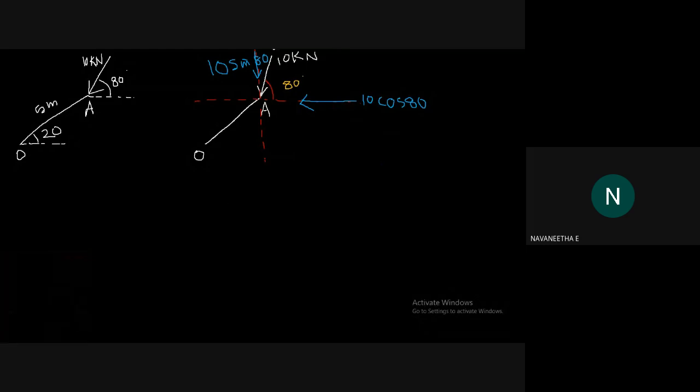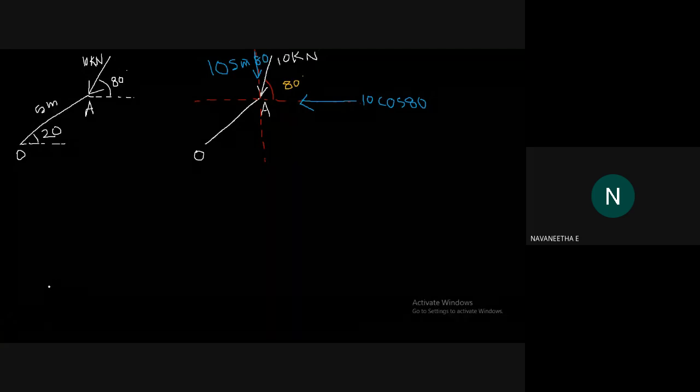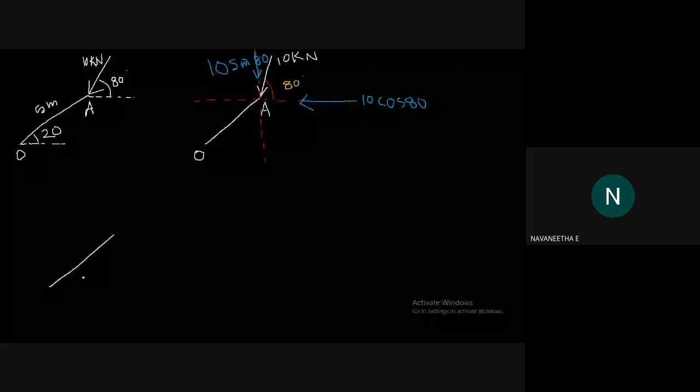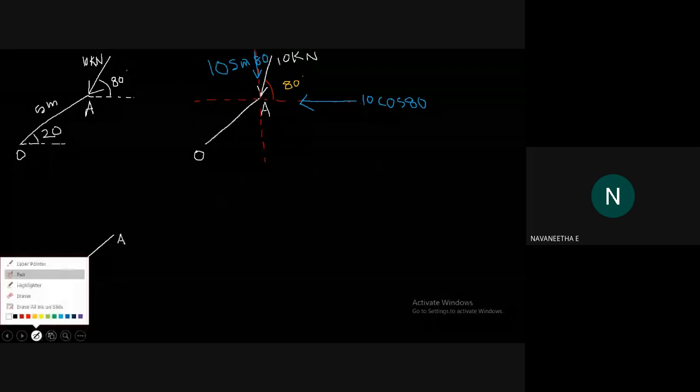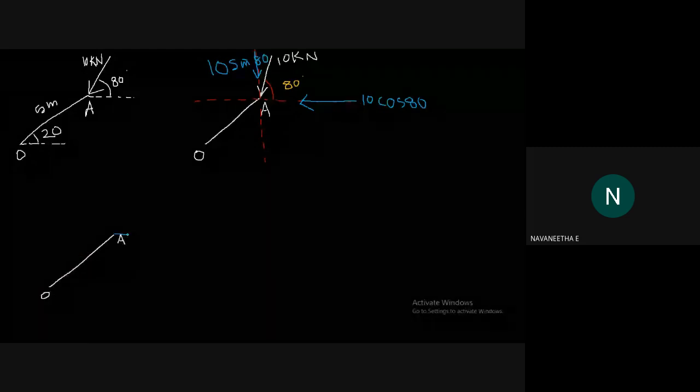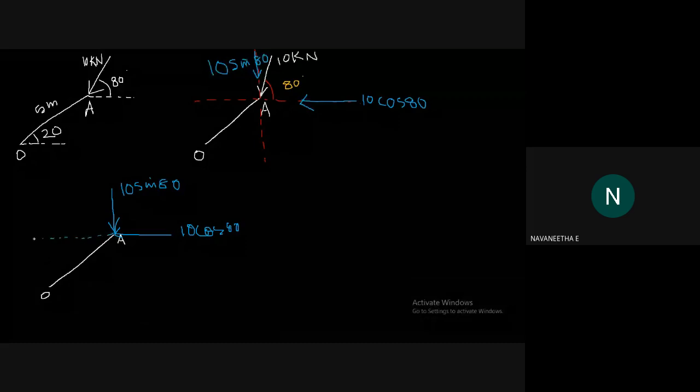In the next step, you can draw another figure without considering the 10 kilonewton force. Here I am going to draw the beam first, then draw the components. First one 10 cos 80 and second one 10 sine 80. Here I am extending the line of action of both components.